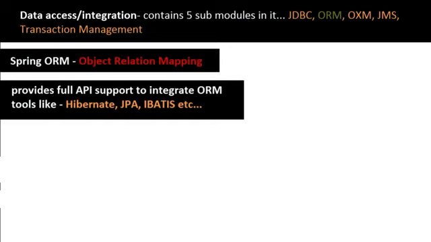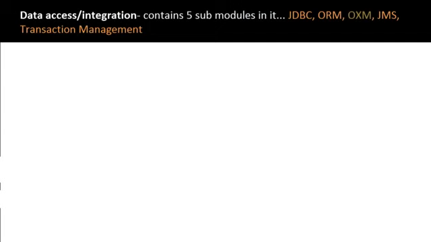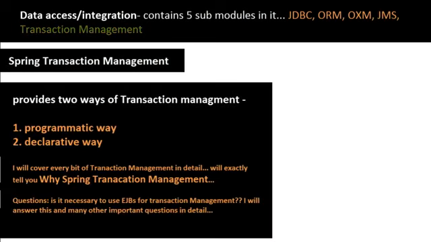For some reason, if you do not want to use Spring JDBC or plain JDBC, the ORM module provides you with full API support to integrate third-party ORM tools like Hibernate, iBatis, JPA, etc. with Spring Framework. The OXM module provides you with full API support to use other third-party OXM frameworks within Spring Framework, for example Jaxb, Castor, etc. The JMS module contains all features for producing and consuming messages from JMS queues. If you're using the Spring Transaction module, you really are in safe hands because of its well-defined and easier ways of managing all simple and complex transactions in your Java application.